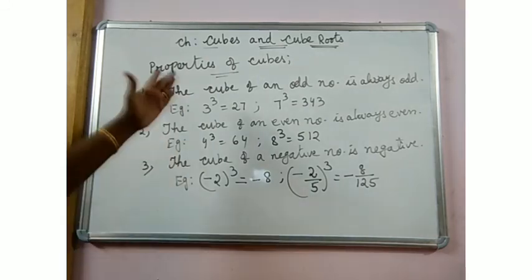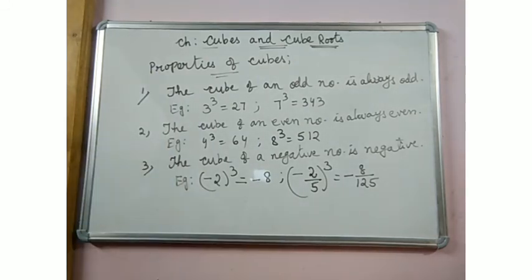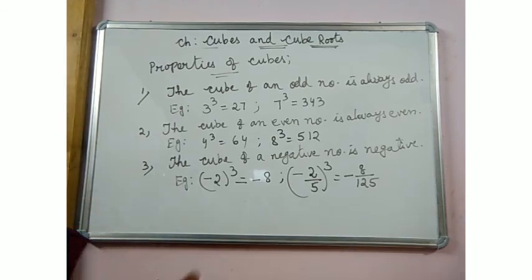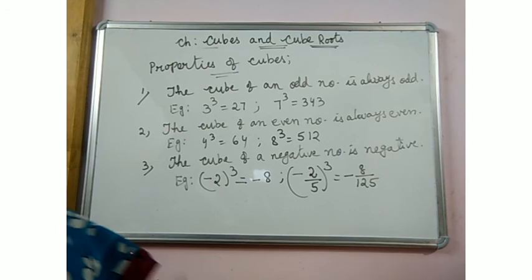So these are the 3 properties of the cubes. If you have to find the cube of an odd number, always you will get odd. Cube of an even number is always even. Cube of a negative number is always negative.